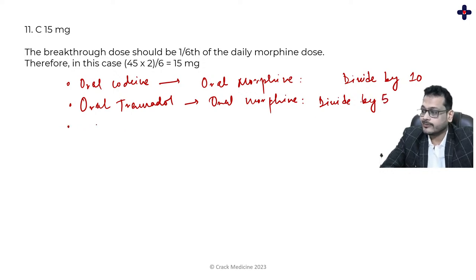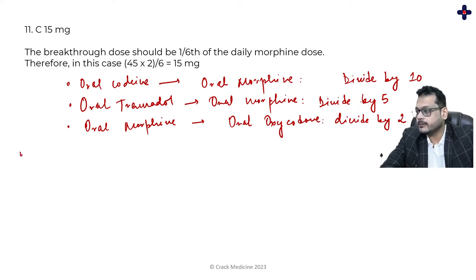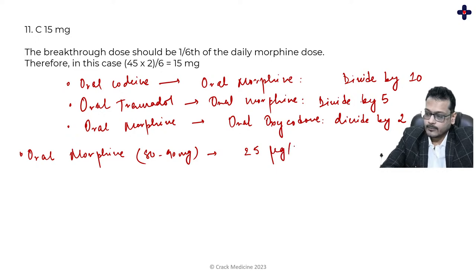Now, if you are converting in reverse, that is oral morphine to oral oxycodone, in that case, you have to divide by 2. Okay. Now, oral morphine (80 to 90 milligrams) in a 24-hour period is equivalent to a 25 microgram per hour patch of subcutaneous drug delivery system, right? Okay, so this is how you will convert it.